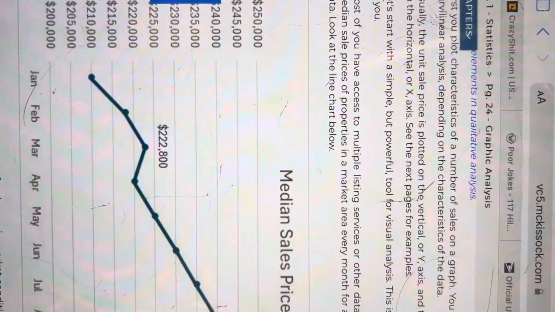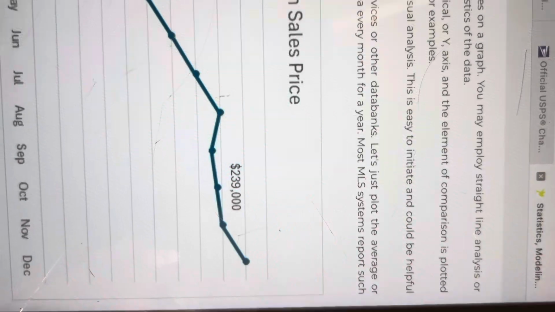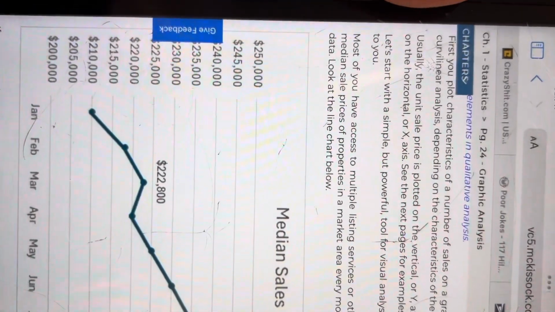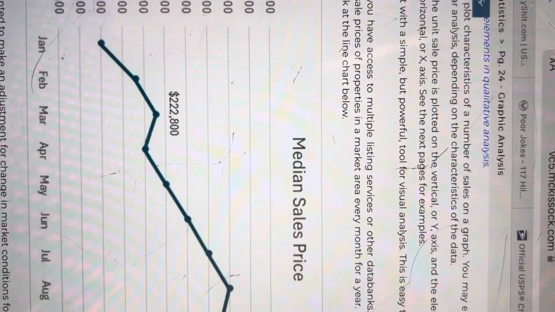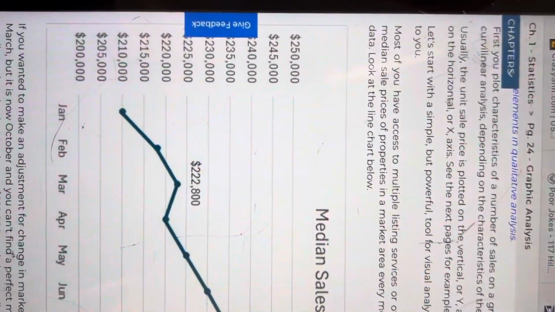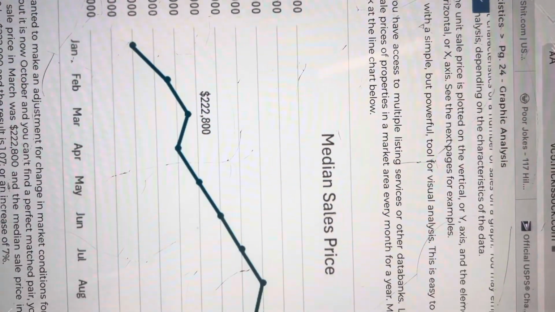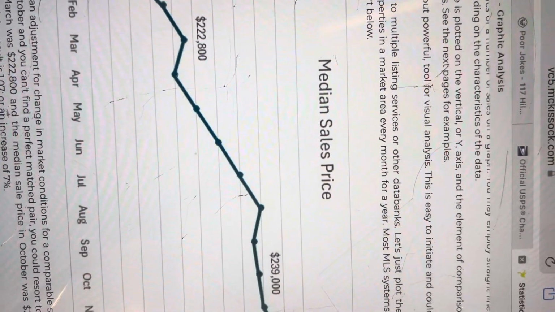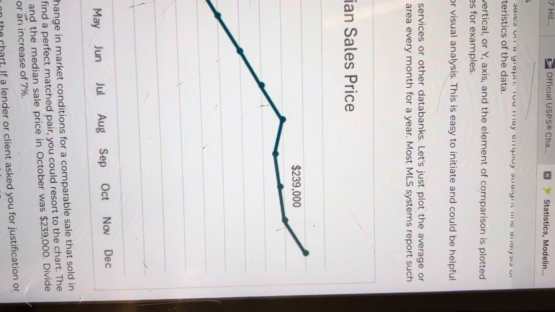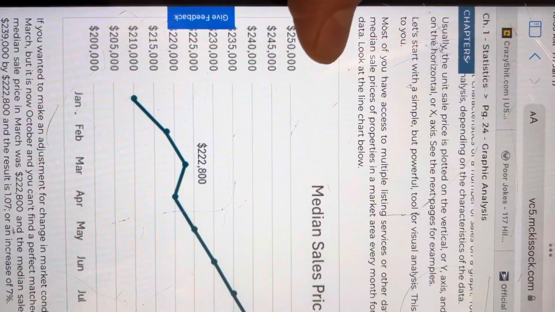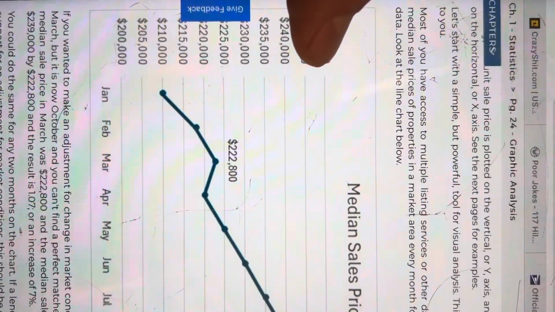First, you plot characteristics of a number of sales on a graph. You may employ straight line analysis or curvilinear analysis, depending on the characteristics of the data. Usually, the unit sale price is plotted on the vertical or y-axis, and the element of comparison is plotted on the horizontal or x-axis. See the next pages for examples.